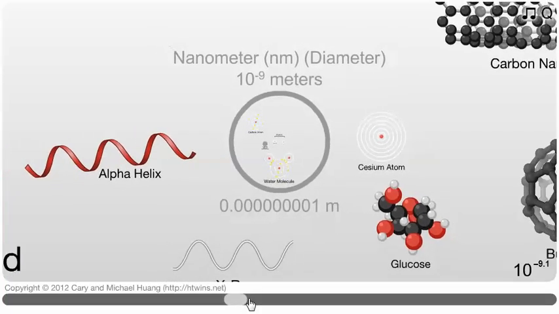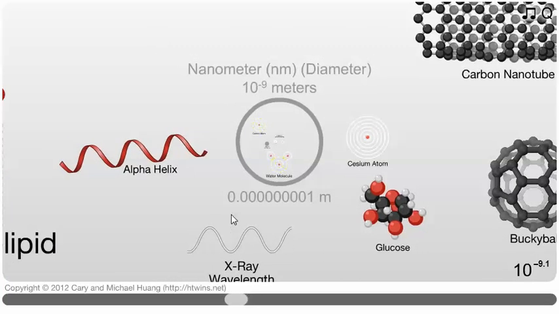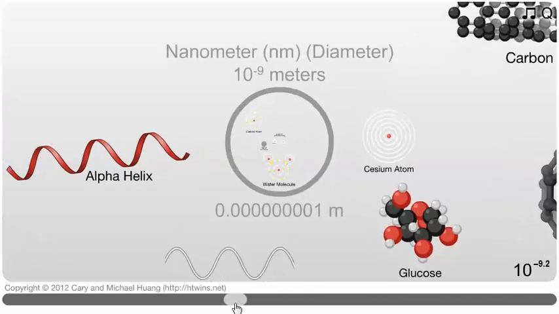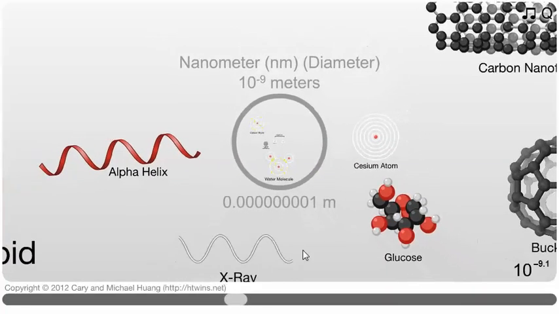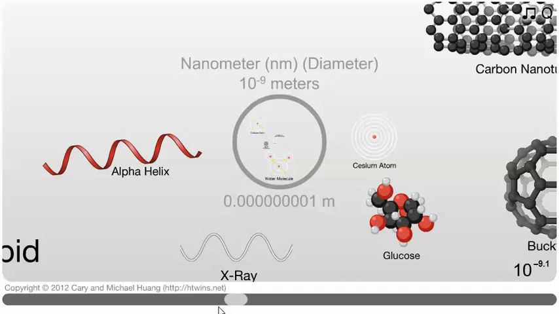So 10 to the negative 9th. What does that mean? Well, that's moving the decimal 9 places, or you could say a billionth. So a billionth of a meter across, and you wind up at atoms and some small molecules. So there we go. Atoms can be about the size of a billionth of a meter.